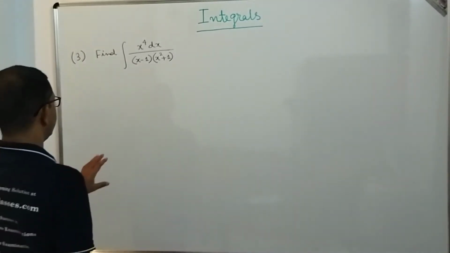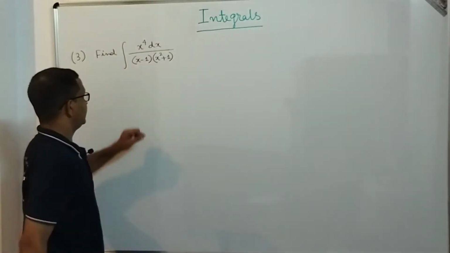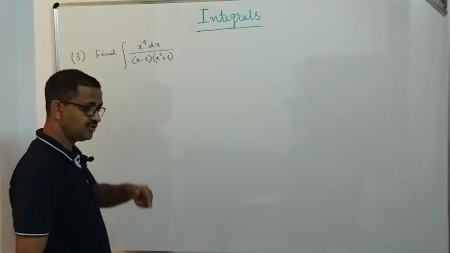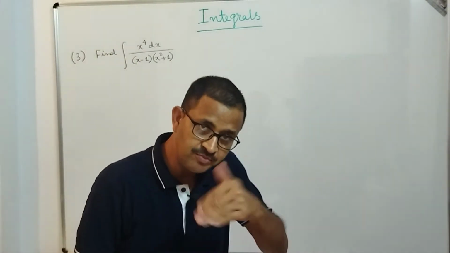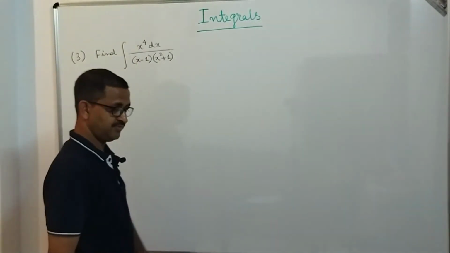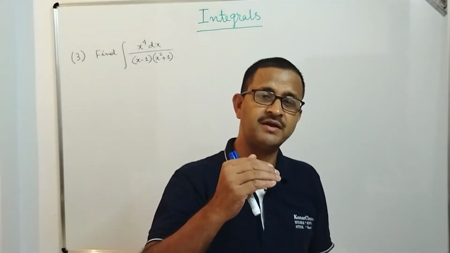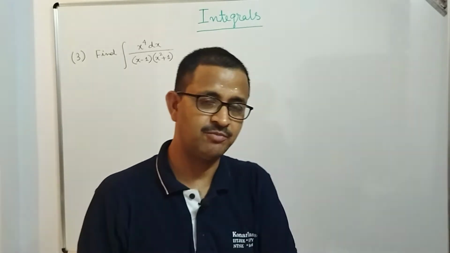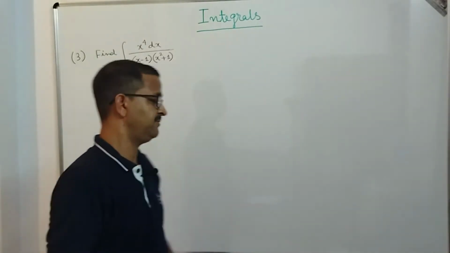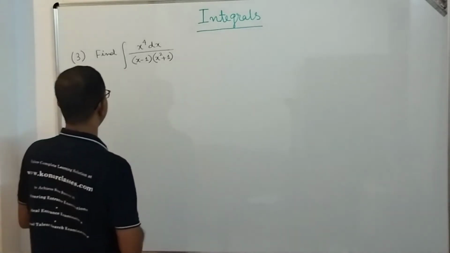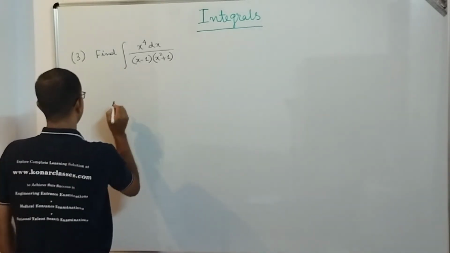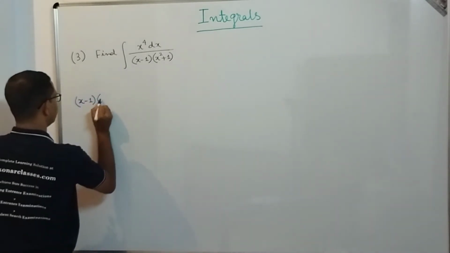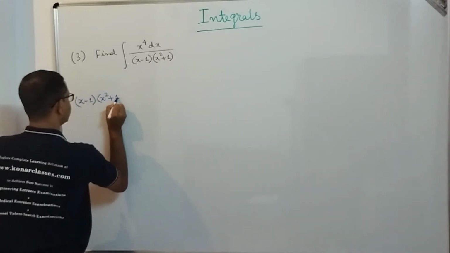So dear students, what we see in this entire expression is that the numerator is x to the power 4 and the denominator is x to the power 3. That means the power of the numerator polynomial is more than that of the denominator polynomial. So what we should do, we should divide. And before division, we should first multiply x minus 1 into x square plus 1. Okay, let's multiply quickly.